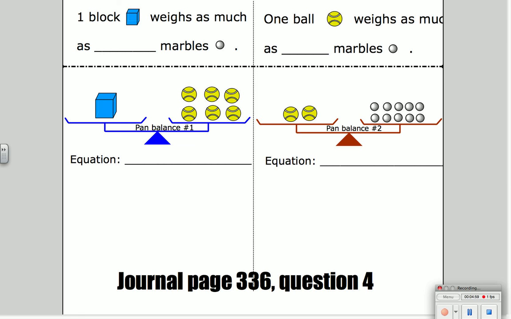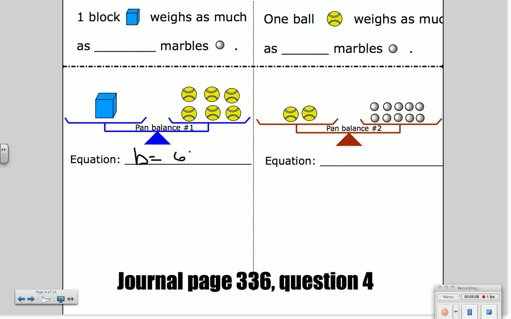Okay, moving on to the next question on that same page. One block weighs as much as how many marbles? And one ball weighs as much as how many marbles? So again, we want to start off with our easier question, or equation, or easier balance, I guess. Just to show you, and you don't need to write this in if you don't want in your own books, but this equation actually shows us that one block equals 6 balls.